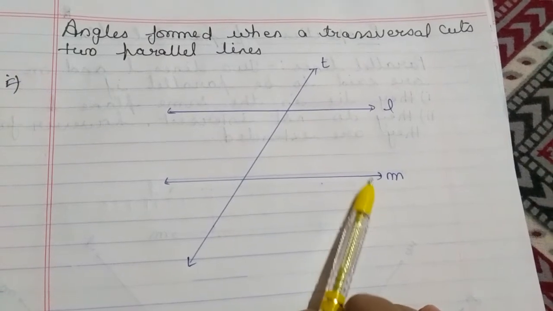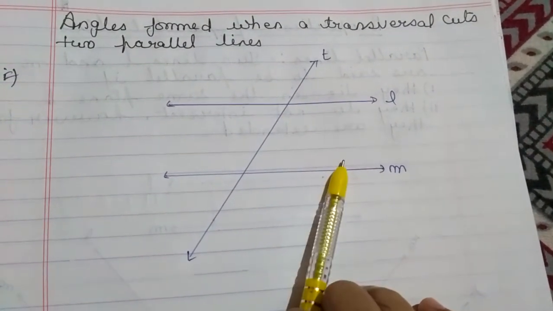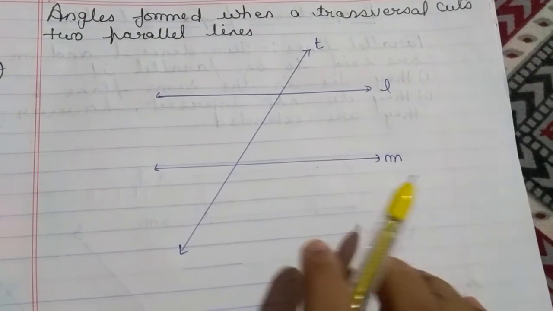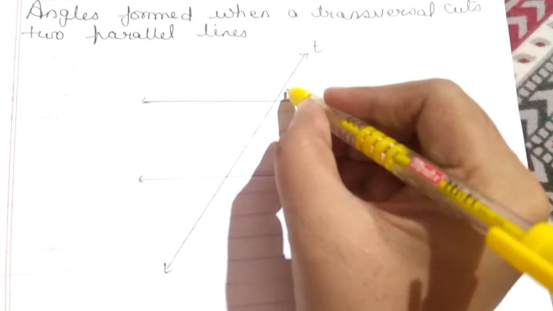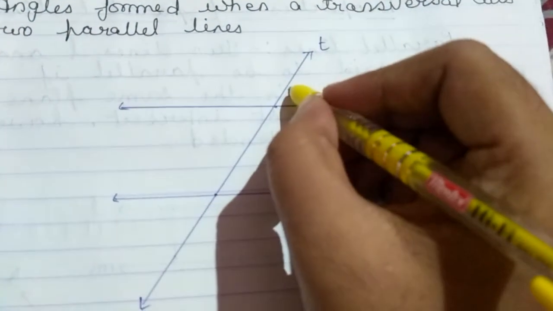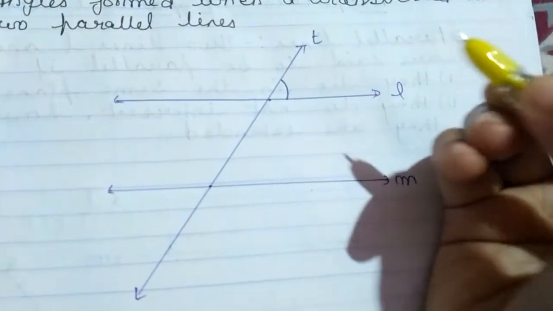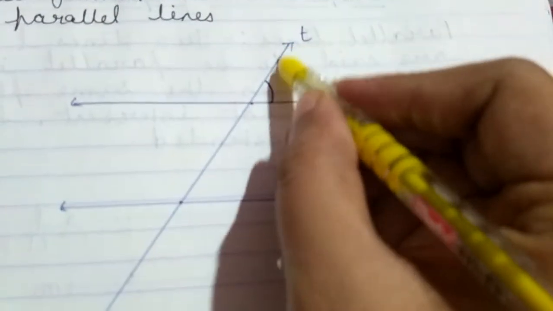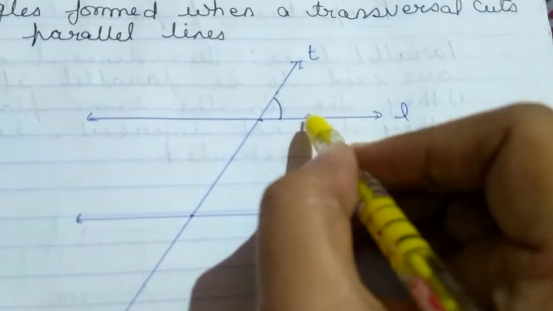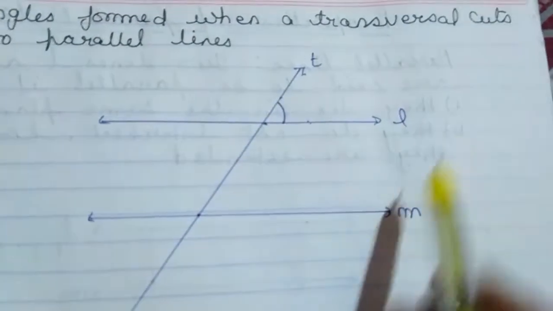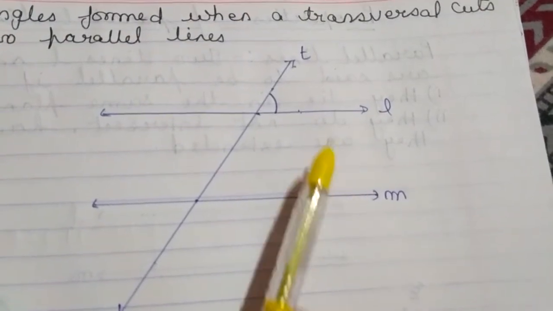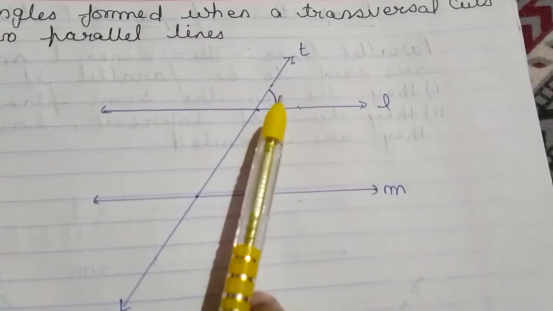So when a transversal cuts two parallel lines, it also forms angles. These are two distinct points, and on these points it makes an angle. You can see this is the angle, these are arms and this is the angle. So when a transversal cuts parallel lines, it also forms angles.